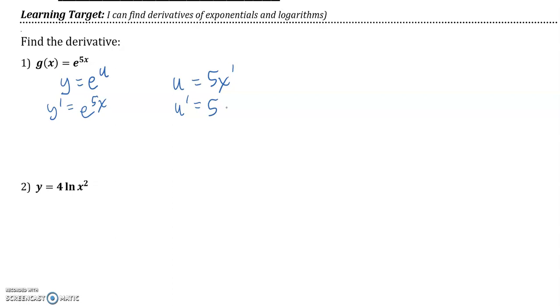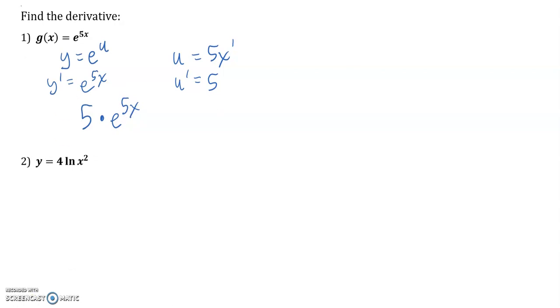Then, chain rule means multiply those two. So e to the 5x times 5. I'm going to put the 5 in front as the coefficient, 5 times e to the 5x. Number one, done. Let's check out number two.